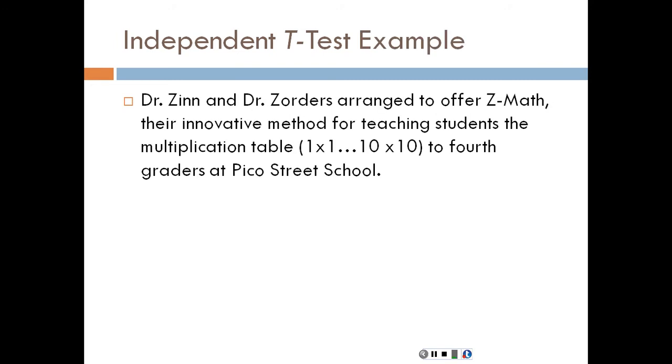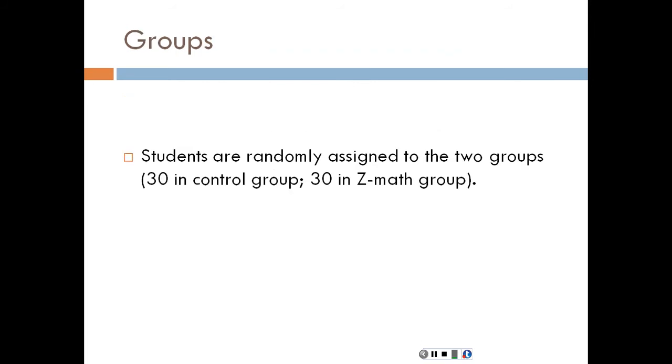Let's look at an example of an independent t-test. So for instance, Dr. Zan and Dr. Zorders arranged to offer Z-Math, their innovative method for teaching students the multiplication table, to fourth graders at Pico Street School. So let's look at the two groups in this particular study. Let's pretend that we had 60 total students.